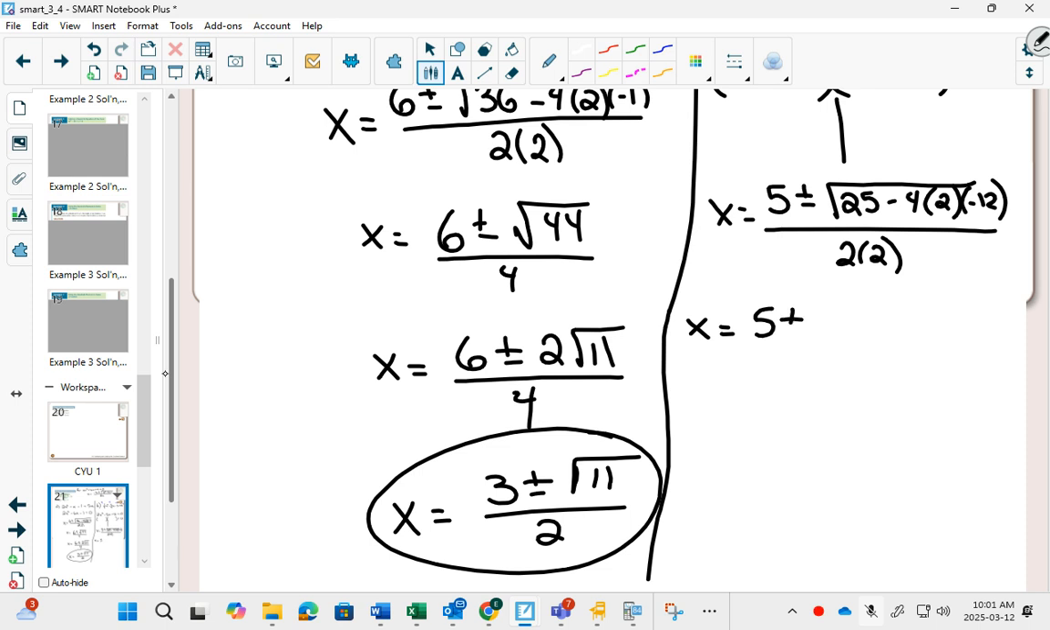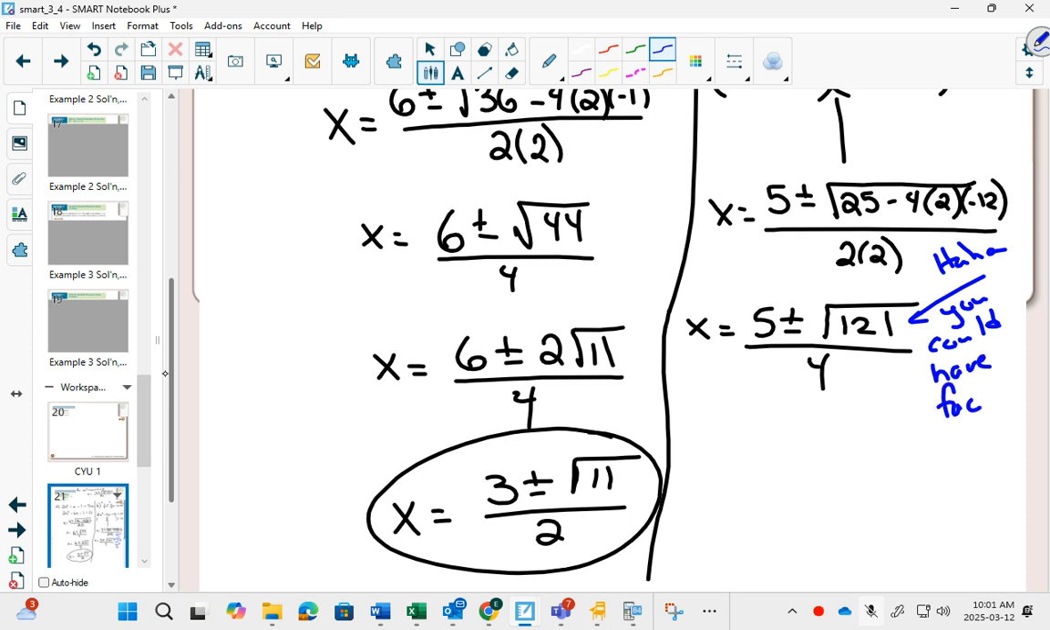X equals 5 plus or minus, and this is going to be 24 times 4 is 96 plus 25, 121 over 4. And at this moment, your quadratic formula says, ha ha, you could have factored. That number is the hint that you could have factored. Why? Because it's a perfect square. Anytime the number after simplifying comes out to a perfect number where you can square root it easily, because what's the square root of 121?